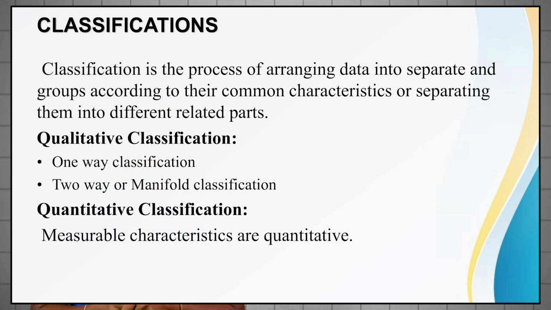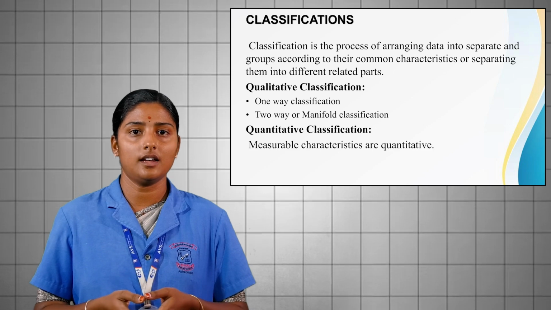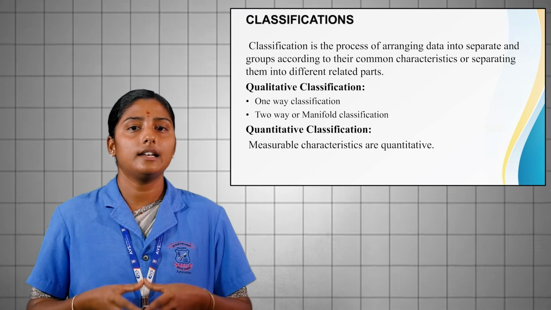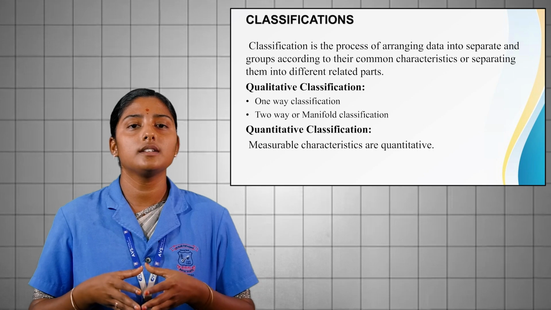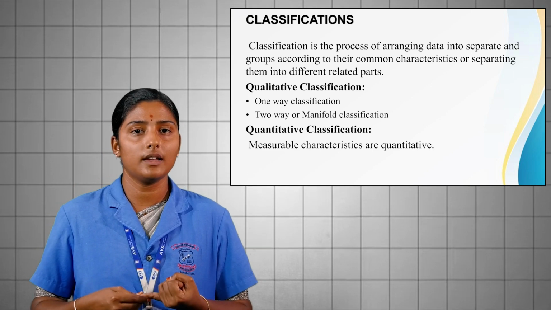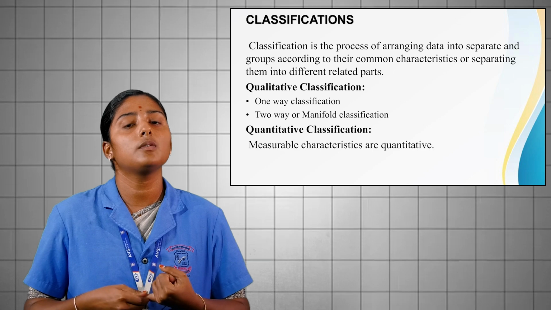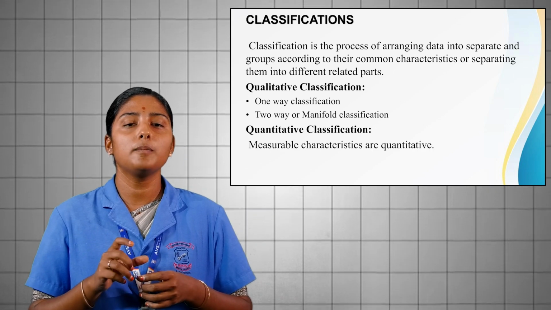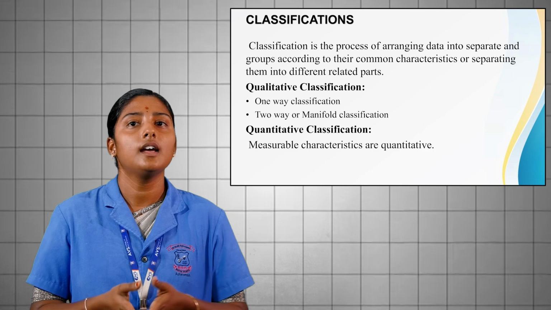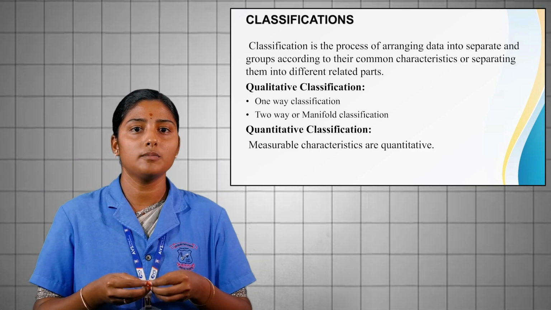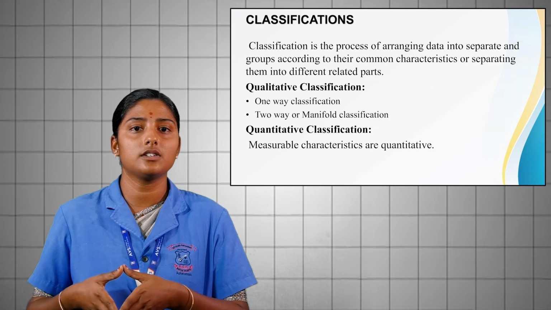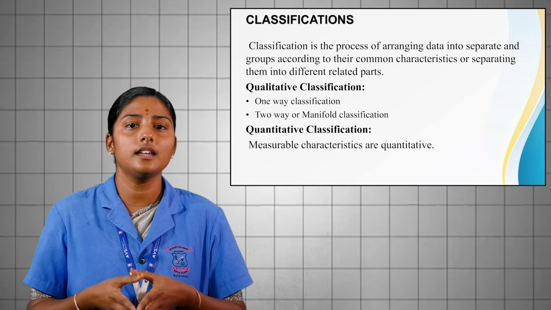Classification. Classification is the process of arranging data into sequences and groups according to their common characteristics, or separating them into different related parts. Classification is of two types: qualitative classification and quantitative classification. Qualitative classification has two types: one-way classification and two-way classification. One-way classification, for example: population has two categories, male and female. This is an example of one-way classification. In two-way classification, the population has two categories, male and female, and males are divided into literate and illiterate, and females into literate and illiterate, and so on. That is two-way classification.